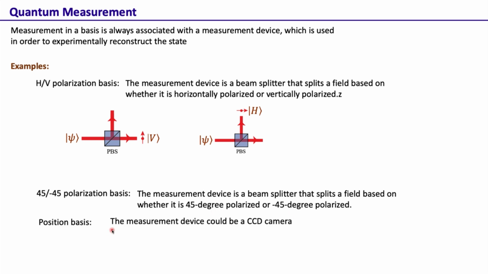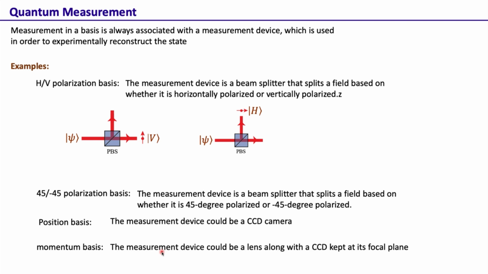For the position basis, the measurement device could be a CCD camera with each pixel acting as a position location. In a momentum basis, the measurement device can be a lens along with the CCD kept at the focal plane of the lens. So measurement in any given basis is always associated with a measurement device. Sometimes the device is easily available, sometimes it need not be easily available or may still be a part of emerging technology. But there always has to be a measurement device associated with the measurement in a given basis.